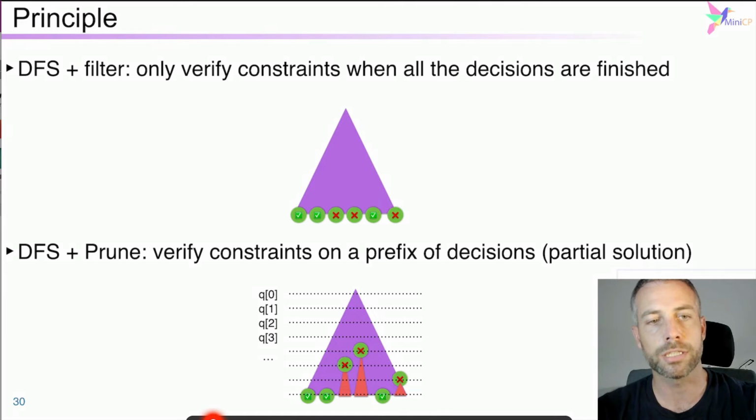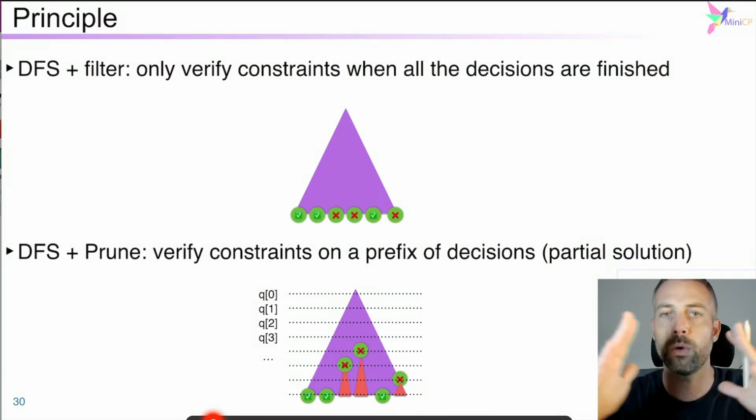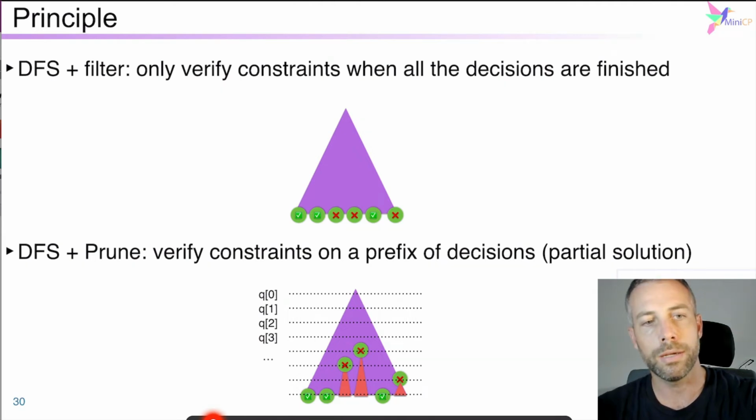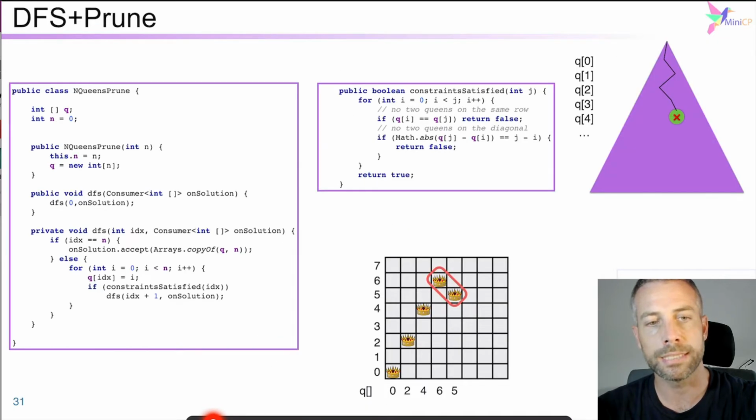Instead of checking the solutions here when we detect that we are at the end, so when we detect that the current index is equal to n, which means that we have decided all the variables, we could instead verify that the constraints are satisfied on partial solutions. It means that as soon as we have decided the next queen, we immediately detect if it's feasible or not with respect to the previous decisions. And so constraint satisfied now is not a void method, but it has one additional parameter, idx, which is the next index that has just been decided. So j here is just the index that we have decided.